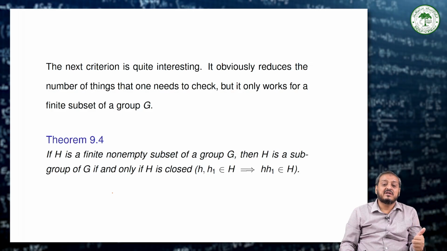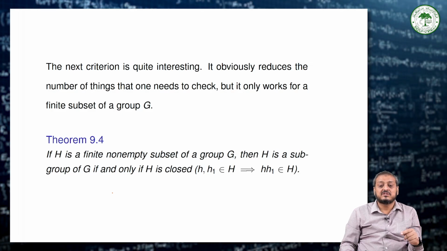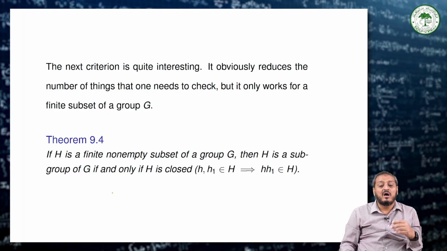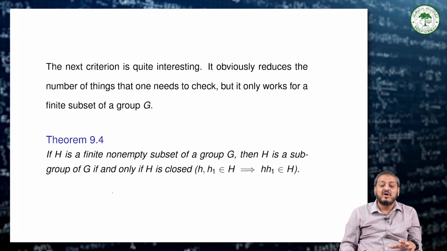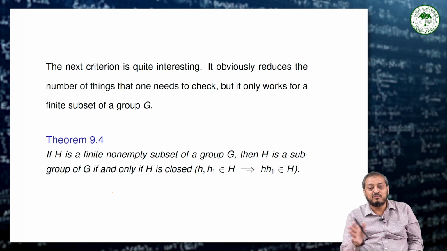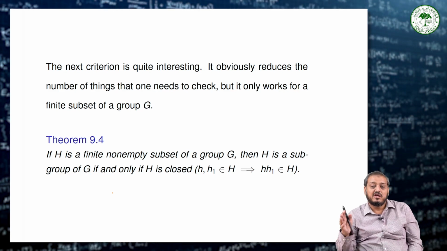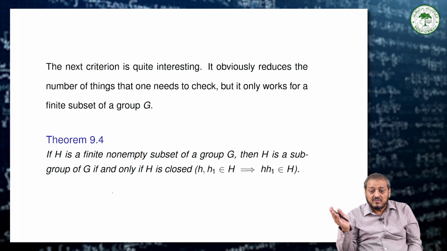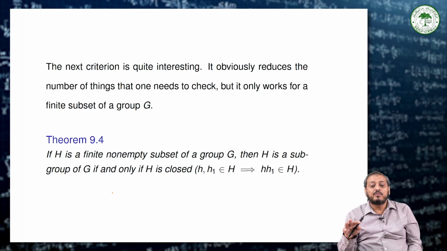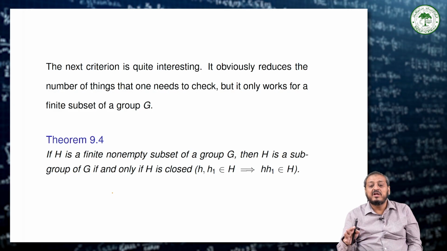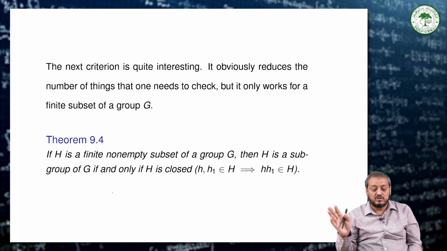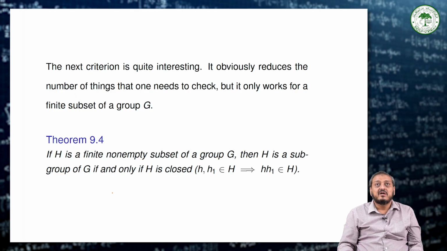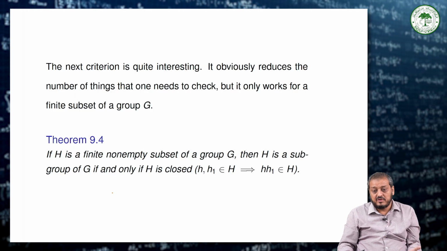If H is a finite non-empty subset of a group G, then H is a subgroup of G if and only if H is closed. We have no need of all these other conditions. We just say that if we have a finite subset H of a group G, then H is a subgroup of G if and only if H is closed. So only the closure property needs to hold if H is a finite subset.